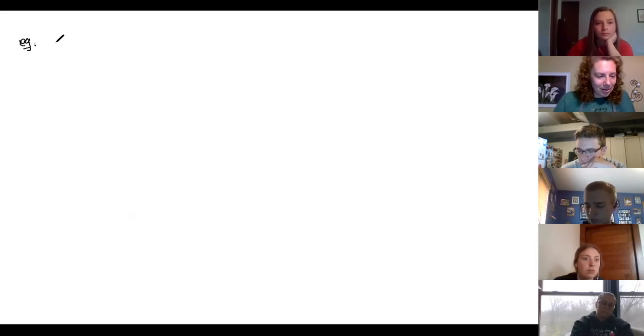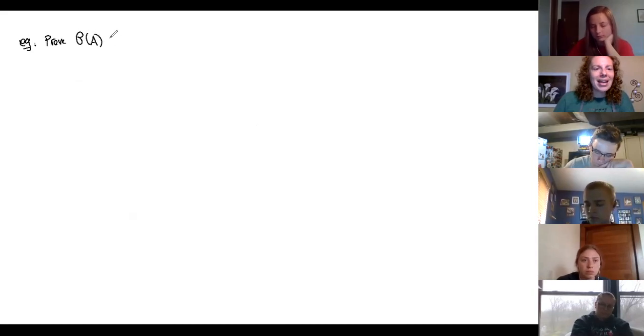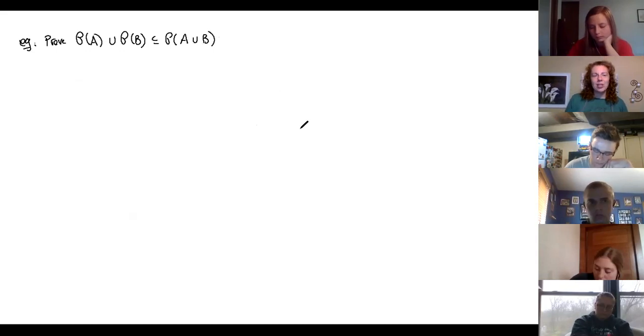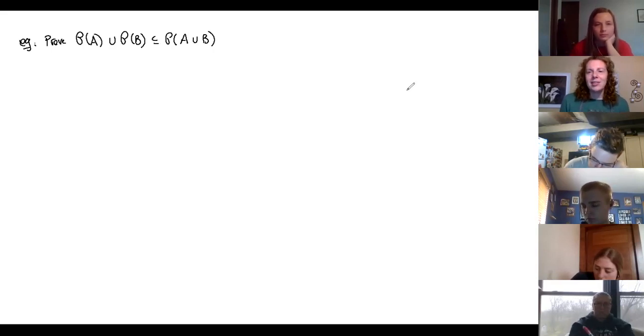For example, we want to prove that the power set of A union the power set of B is a subset of the power set of A union B. We're going to have to remember what power sets are. It's been quite a while since we've done those. So the power set of A union the power set of B is a subset of the power set of A union B. Let's do an aside here and remember what the power set is.